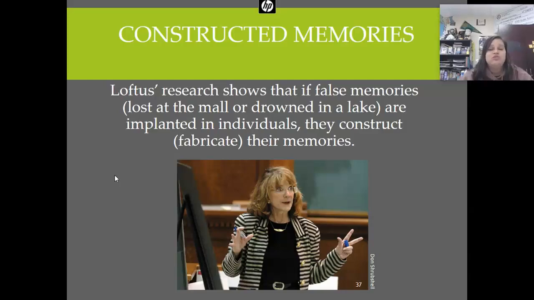Loftus did some research where she showed that if you incorporate false information, it'll affect how people recall it. She actually did some examples where she told people that their mom said they had been lost at the mall when they were a little kid. Then later she asked them, "Were you ever lost at the mall?" And they fabricated stories that they remembered being lost at the mall, but it had never happened. They were constructed memories, and she showed how easy it is to feed people information that they basically absorb, and it becomes part of their memories.